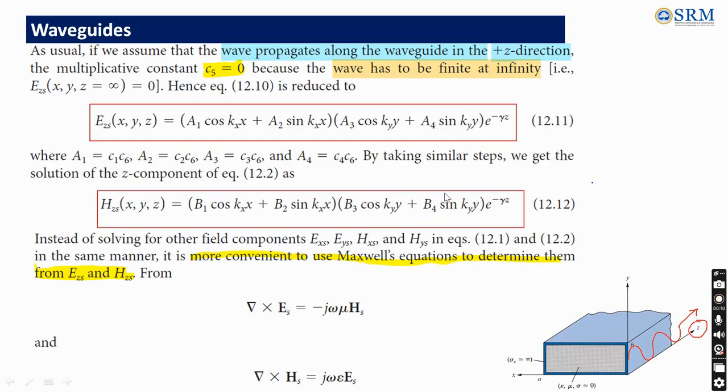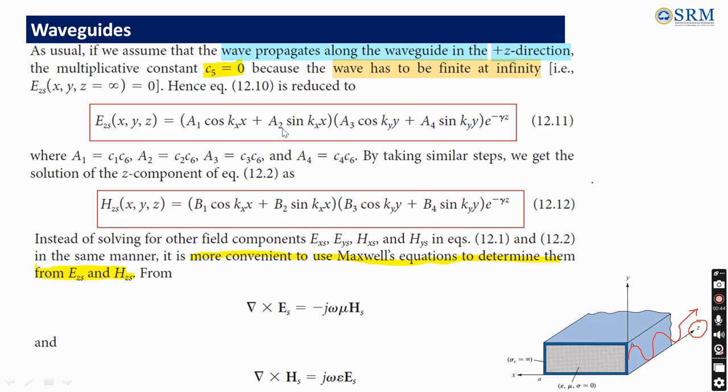So in the last session, we discussed how to find the electric field and magnetic field component along the direction of wave propagation. That is Ez and Hz we have found. So we are going to assume in that expression that the wave is propagating along the positive z direction. Okay. So in that case, one multiplied constant C5 is going to be 0 there. So in that case, my 10th equation is now going to get reduced like this. That is, constants get changed.